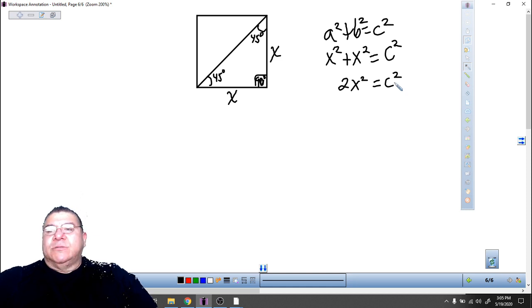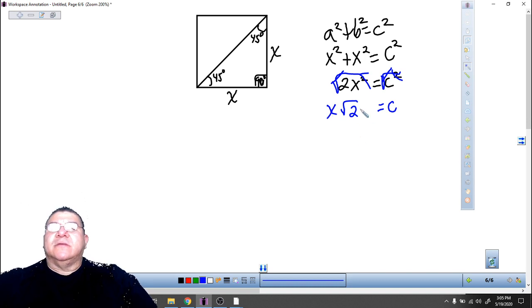Okay. To solve for c, what do I do at the end? Yeah, take the square root. Square root. This cancels this. C is equal to, let's see. Can we take the square root of 2? No, it stays as square root of 2. Can we take the square root of x squared? Yeah, cancels this, yes. So we're left with x. So that means this side measures x square root 2. Are we there so far?